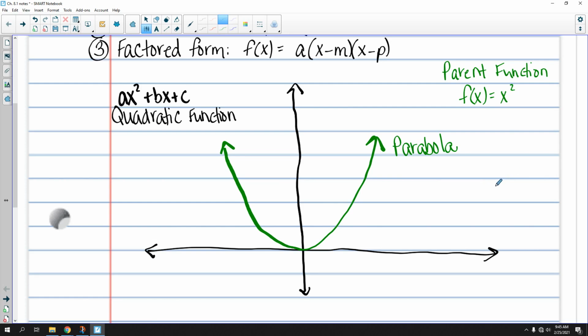So let's talk about some characteristics of the parabola. The first thing is the very lowest point of this parabola, the point that intersects right here, is called the vertex. The vertex can be any point. It doesn't always have to be at 0, 0. The vertex is known as h and k, okay? And I'm going to explain those two later on.